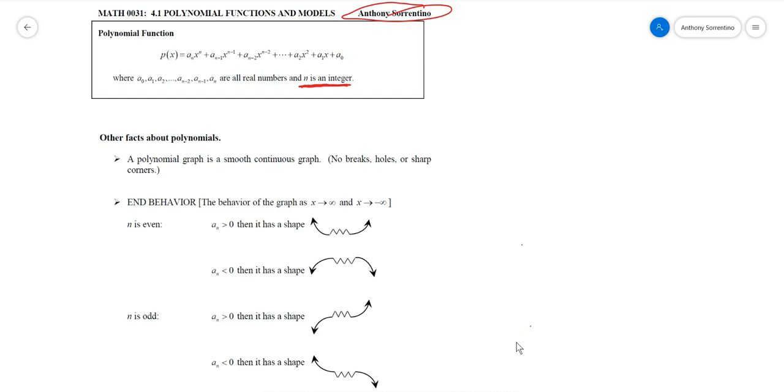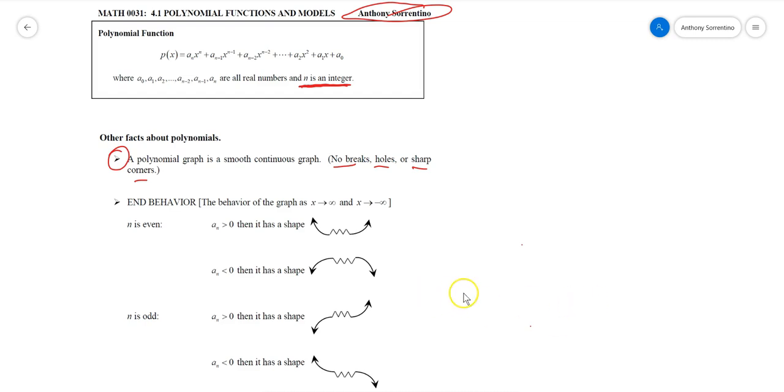As we go through this, we also want to know what a polynomial function looks like as far as a graph goes, so we know if we're dealing with one or not. One of the first aspects mentioned here is that a polynomial graph is a smooth, continuous graph. It has no breaks, no holes, no sharp corners. So, I'm not going to see those features on a polynomial graph, and I shouldn't see them if you're sketching a picture of one either.